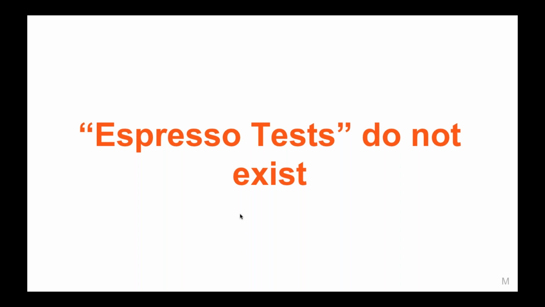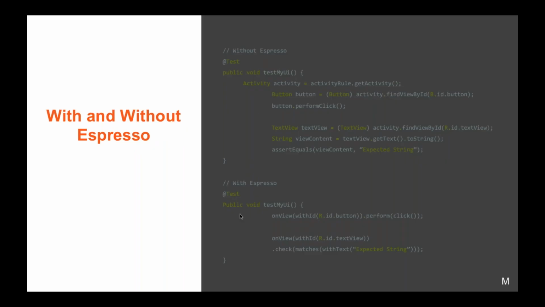So there is no such thing as Espresso. It's not a separate framework. It's just a small wrapper around instrumentation, which is part of the Android SDK. It's part of the Android development toolkit, just like writing your code for the Android application. It's not a separate entity. That's my point. So they do not exist, okay?